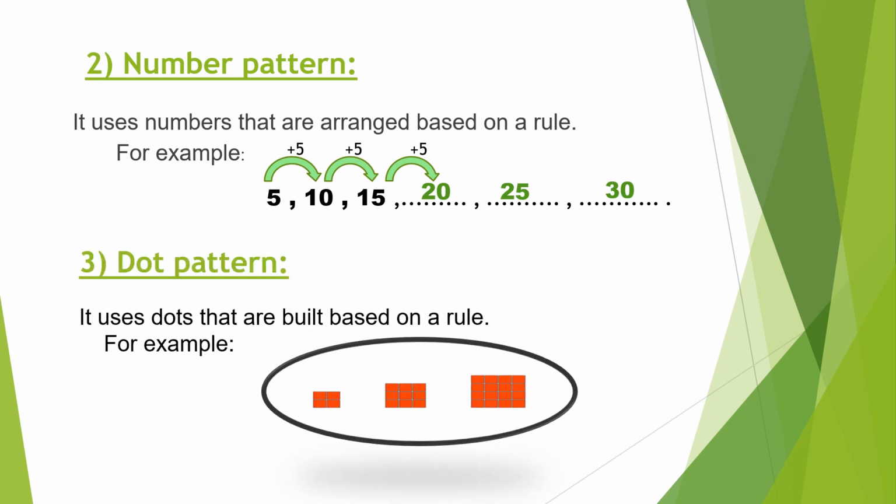The third type is dot pattern. It uses dots that are built based on a rule. Here in the first dots in our pattern, we have 2 dots in each column and 2 dots in each row. The next one, 3 dots in each column, 3 dots in each row. They became 4 dots in each column and 4 dots in each row. So our pattern here is getting larger also.